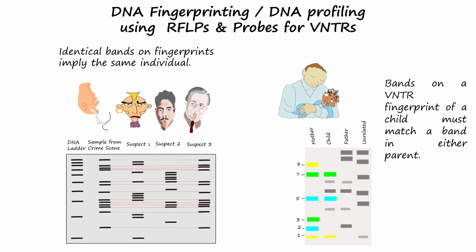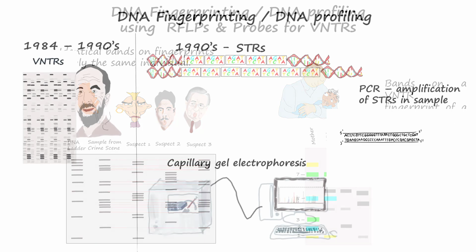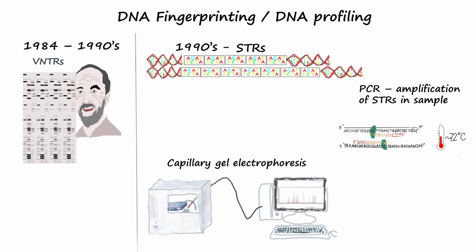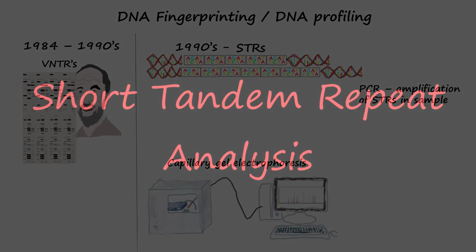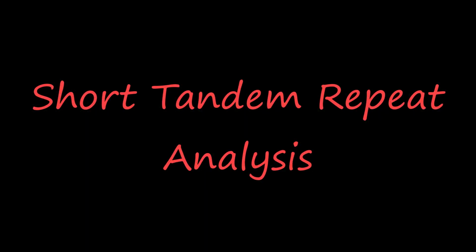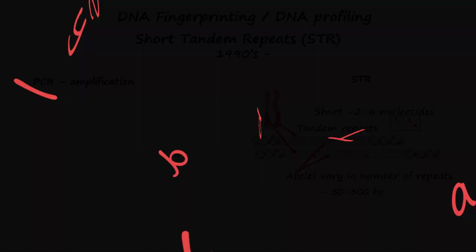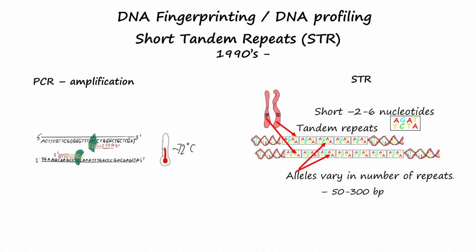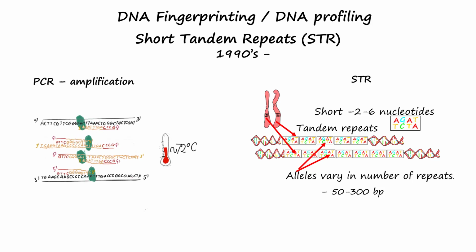The bands on the VNTR fingerprint of a child must be from mother or father, as a child inherits half his DNA from each parent. Newer techniques for DNA profiling have developed. Short tandem repeat analysis is now widely practiced and uses PCR of what else but short tandem repeats, or STRs.